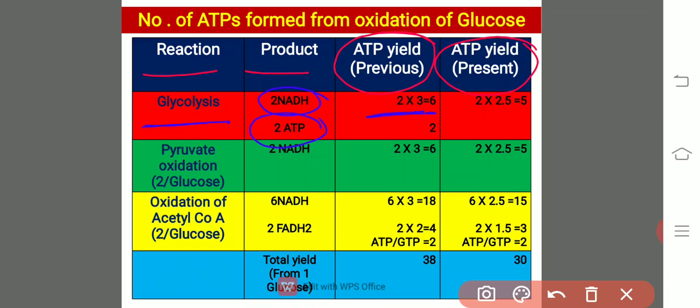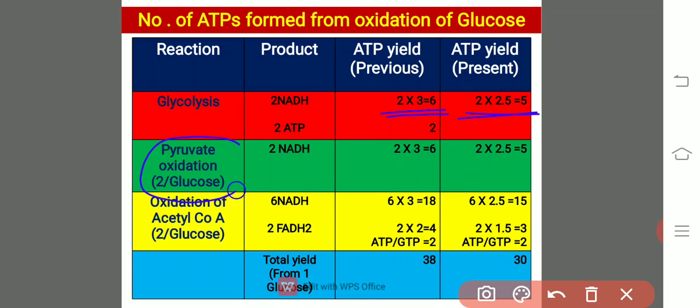But here, we are observing 2 into 2.5, which is equal to 5. So there is a calculation difference. Here it is 6, but here it is 5. If we come to the pyruvate oxidation, 2 per glucose means 2 NADH. Previously it gave 6, but now it is only 5.